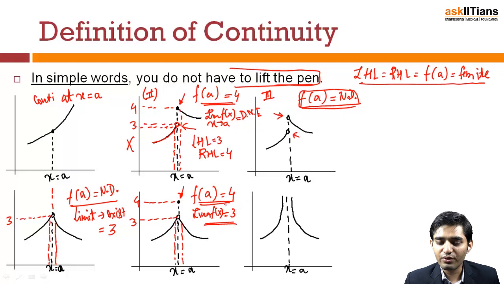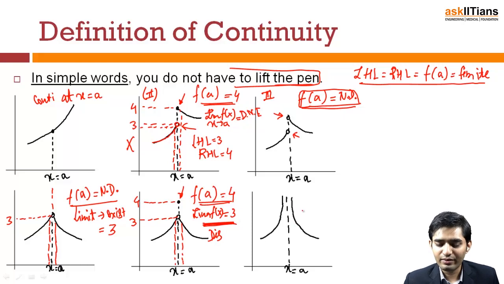So the function is defined, the limit is also defined. In this case the function is defined, which is equal to 4, a finite quantity, very well defined, and the limit also exists, right? Limit also exists, function also defined, but both of them are not equal. So again this will be a discontinuous function. This is also a discontinuous function.